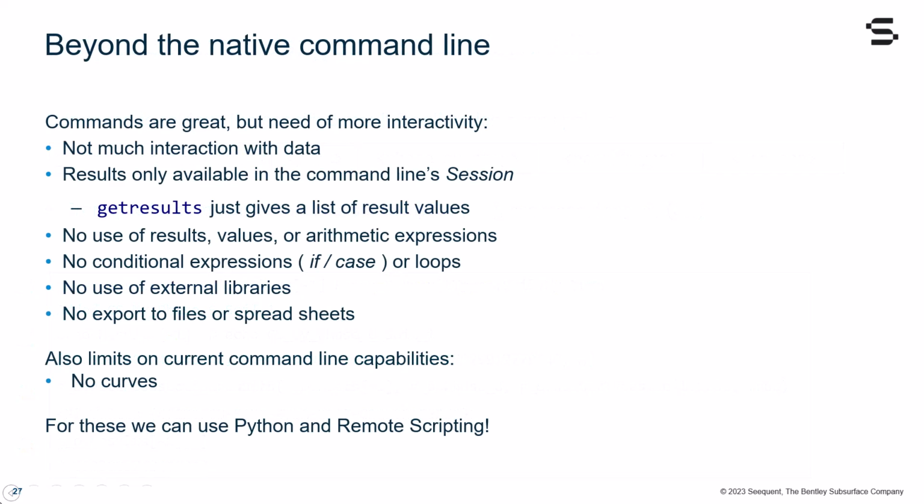Having seen all the available objects and commands for PLAXIS Output, we realize that even though they are great, we actually need more interaction with the program overall. We may have noticed that we did not have much interaction with the data itself. The results are only available in the command lines session. For instance, the getResults command gives a full list of result values accessible in the command line session only.